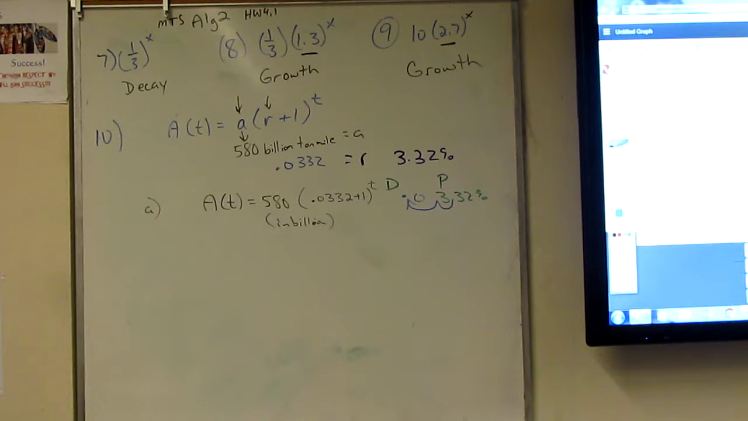1.0332, and then in the parentheses, raised to the power of t, or x. So where's my caret? A to the b to the power of x. Alright, and then that would graph, but see the graph, I have to zoom way out, right?